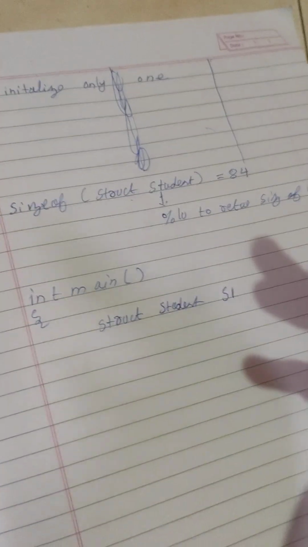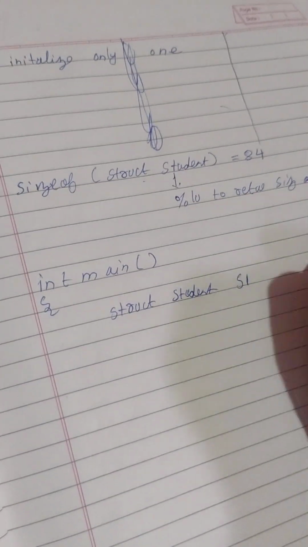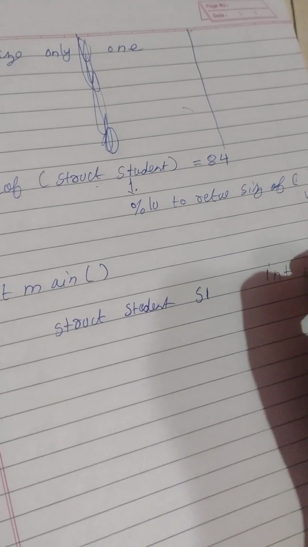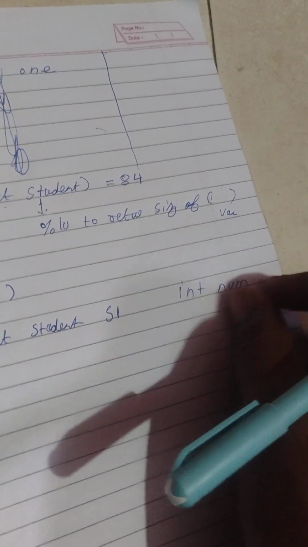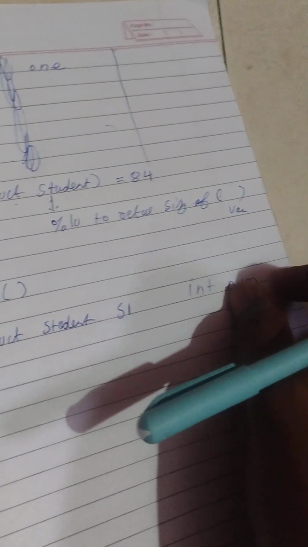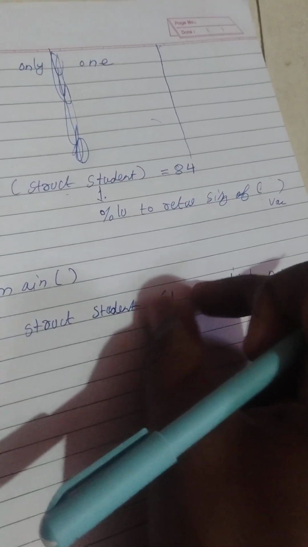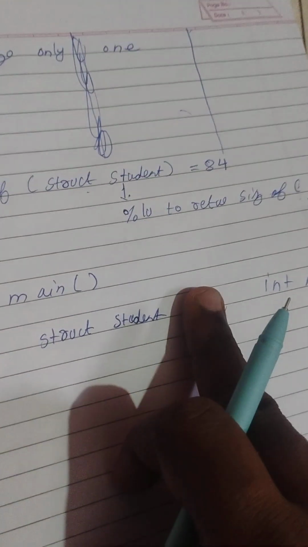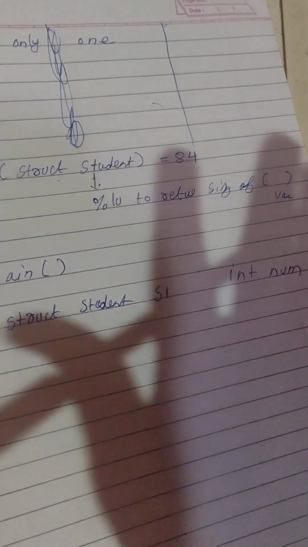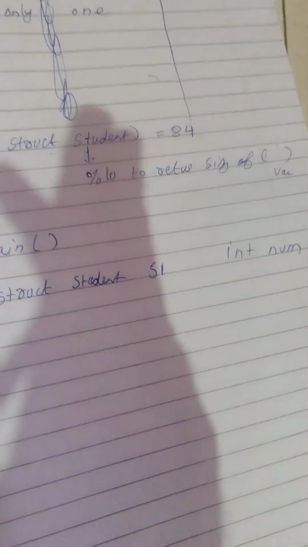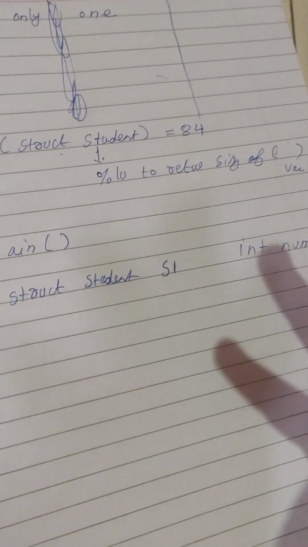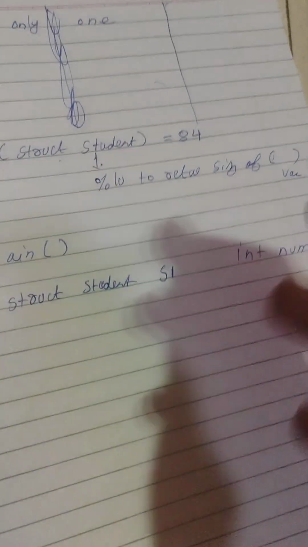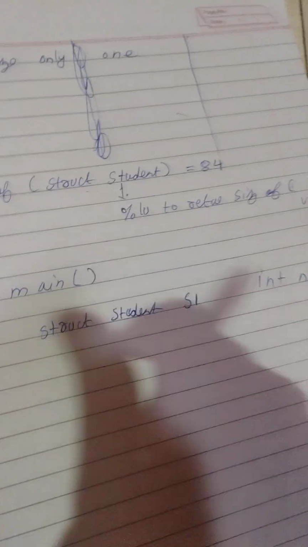How do we declare an int? Int some num. What is the size of this variable? The size of this variable is 4. Likewise, what is the size of the structure variable? It is 84. So always see the int and the structure as the same, because both are going to act alike. But the advantage is different.